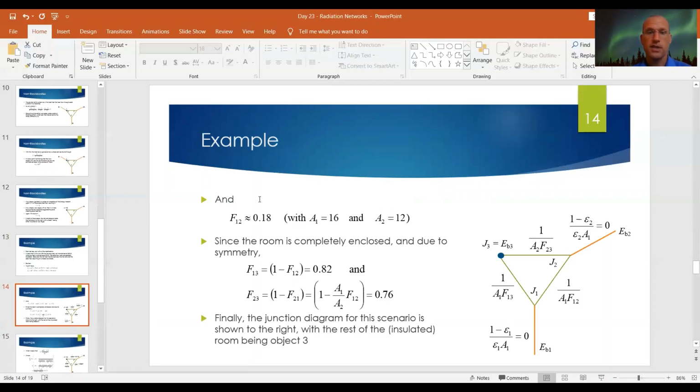Shape factors, again, same as last class. F12 is 0.18. Area 1, my floor, is 16 square meters, 4 by 4. Area 2, my wall, is 12 square meters, 3 meters by 4 meters.